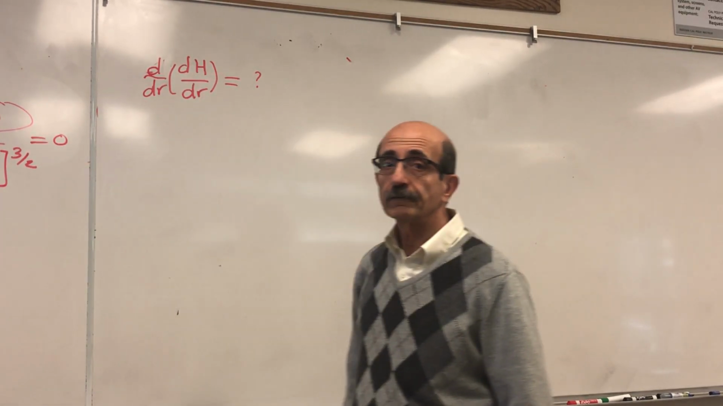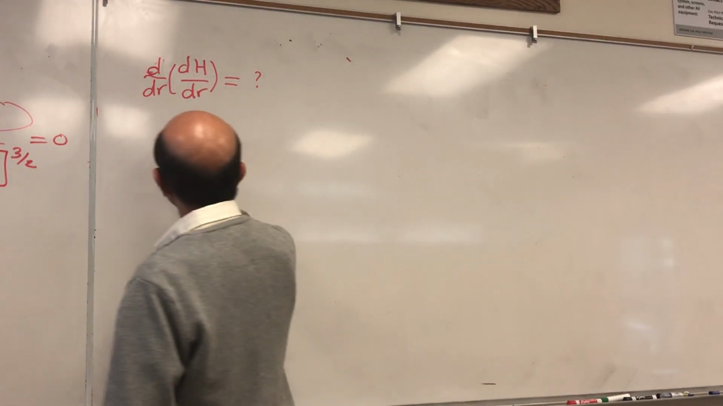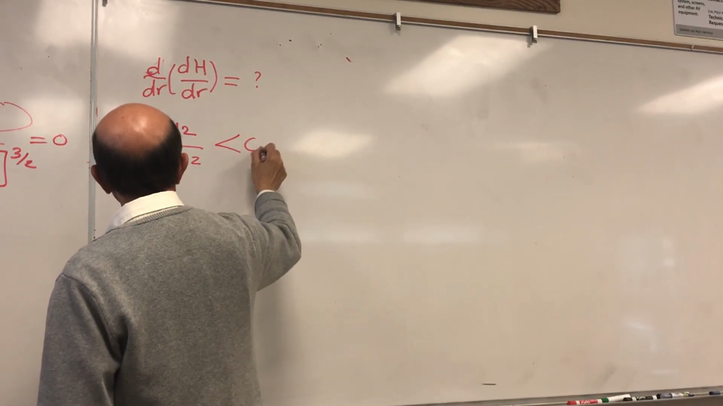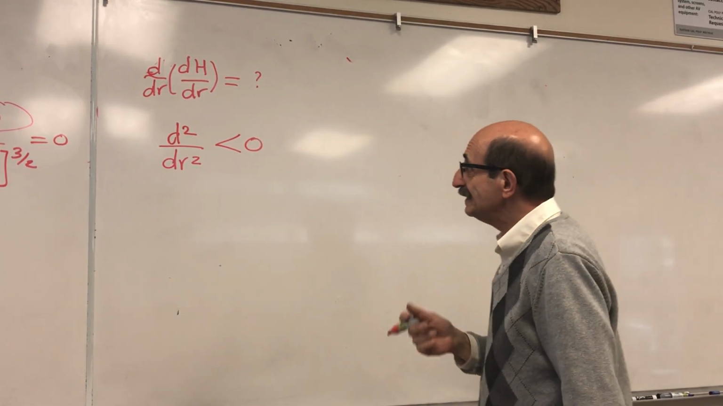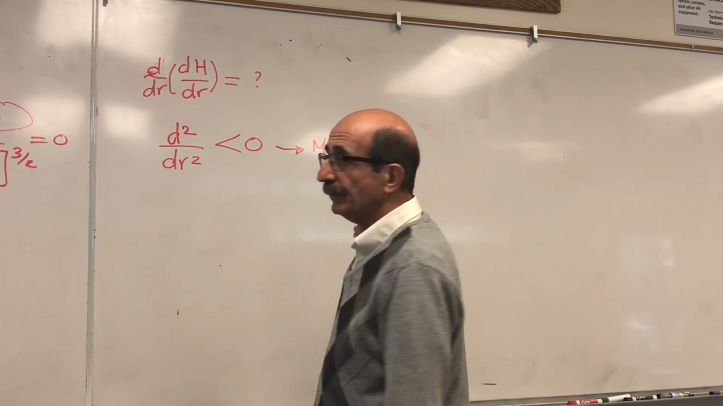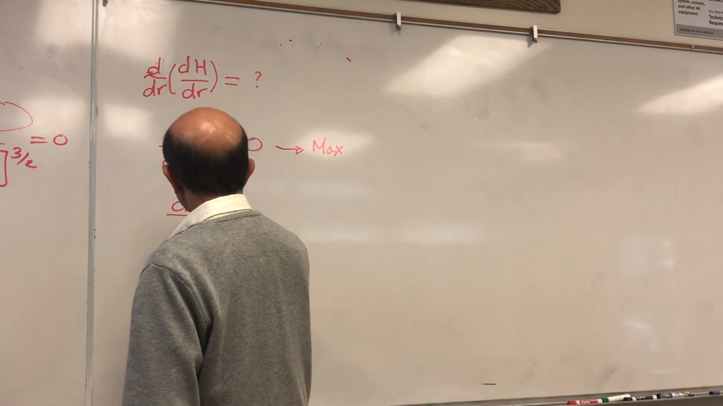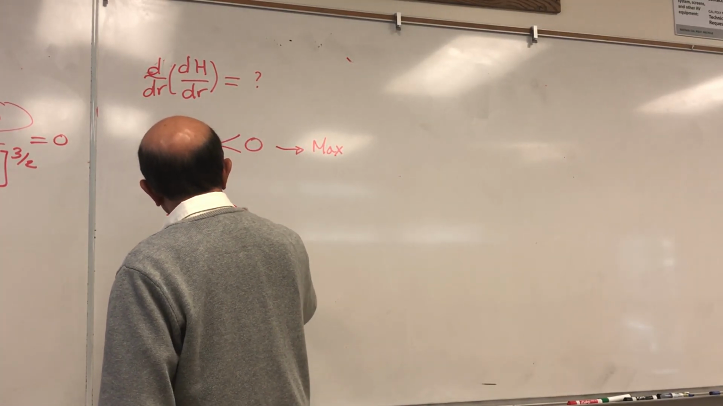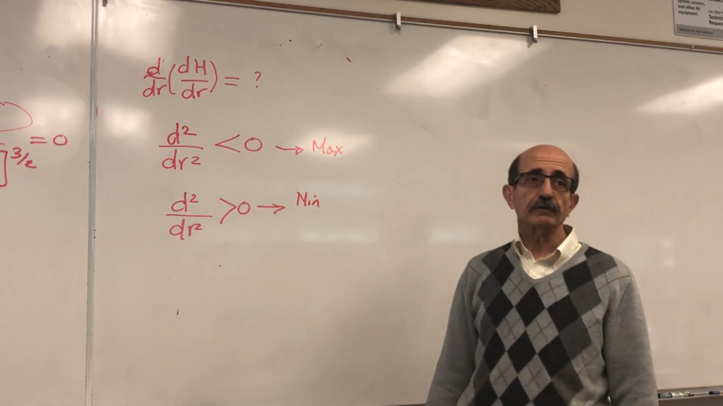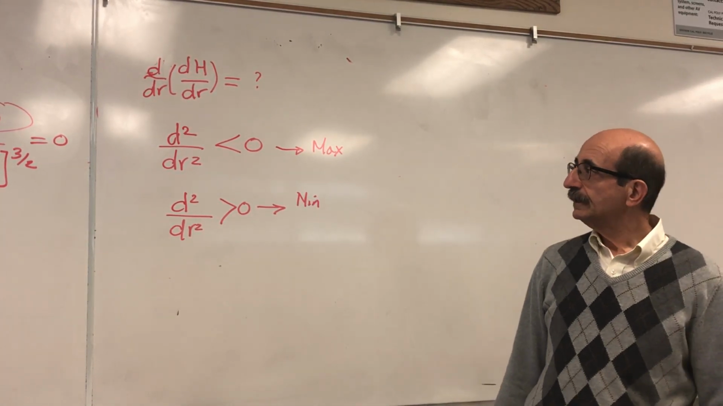You need to do that, okay? If for that R value, this second derivative is negative, that corresponds to a maximum point on the curve. If the second derivative is positive, that corresponds to the minimum value on the curve, right? So let's take the second derivative.